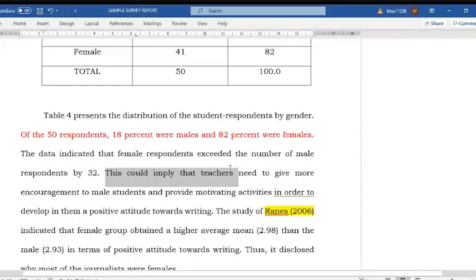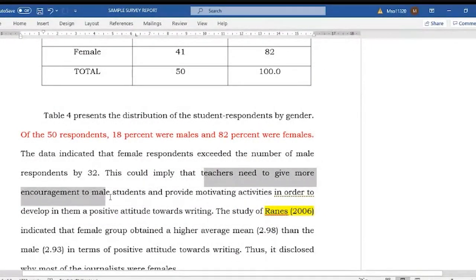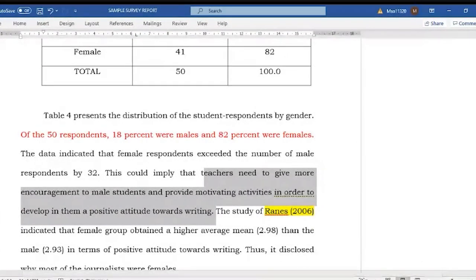This could imply that teachers need to give more encouragement to male students and provide motivating activities in order to develop in them a positive attitude towards writing. So the writer of this report interpreted the data. Only 18% are male, 82% are female. So the females are more motivated as compared to the male students. There are more writers among the females than the males according to this survey. So the researcher interpreted it as this: it implies that teachers need to give more encouragement to male students and provide motivating activities in order to develop in them a positive attitude towards writing.